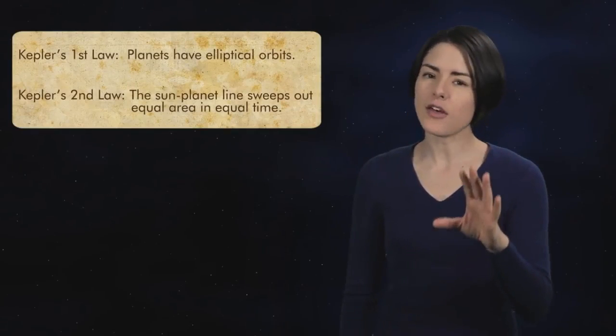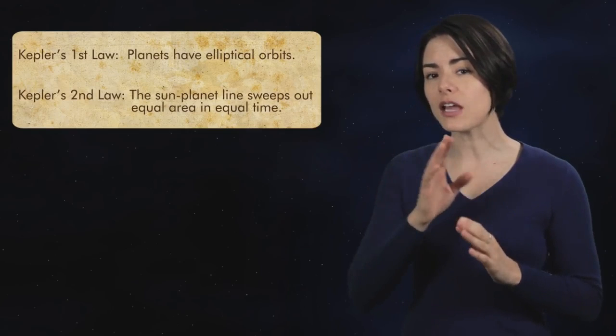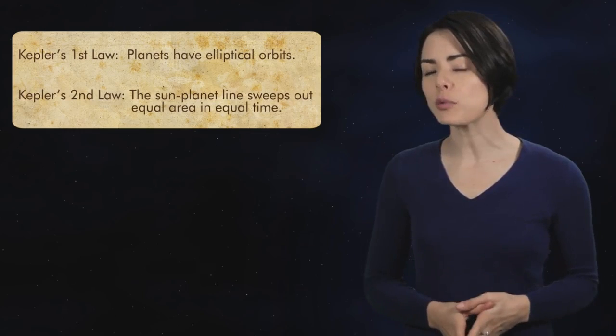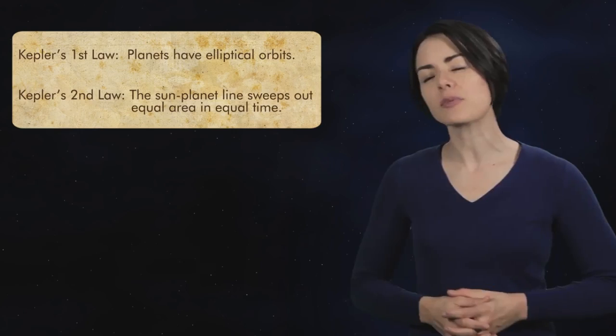These two statements, that Mars travels in an elliptical orbit and that its speed varies so that the Mars-Sun line sweeps out equal areas in equal time, were generalized to include all planets in 1621, and they constitute Kepler's first and second laws of planetary motion.